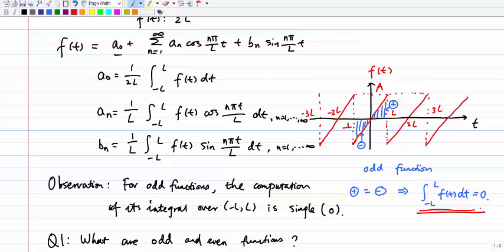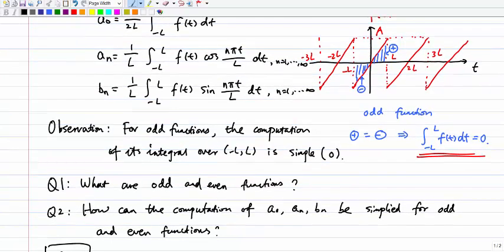So the first question: what are odd and even functions? And the second question is how can we simplify the computation of all the parameters a0, an, and bn for odd and even functions. That's the main purpose of this video.